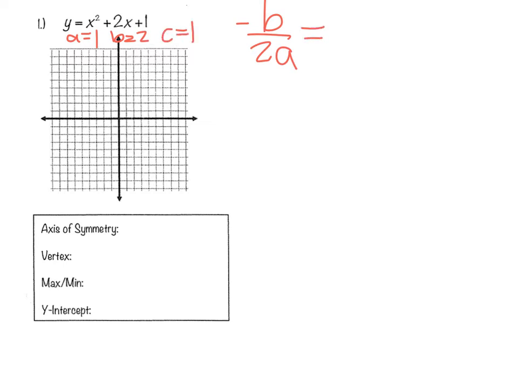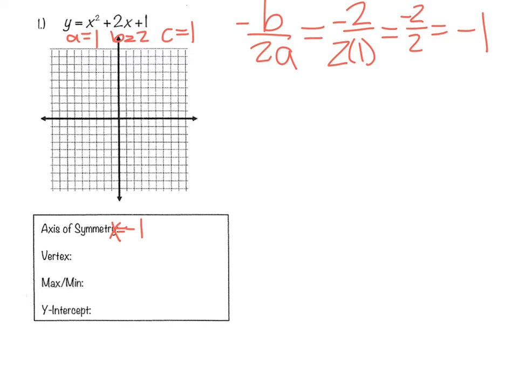And I'm going to plug those in. So -2 over 2 times 1. That's -2 over 2. So this gives us the axis of symmetry and also the x-coordinate of the vertex. They're the same thing. So the axis of symmetry is -1. Or, I'm sorry, x equals -1. There we go. Axis of symmetry is the equation of a line.